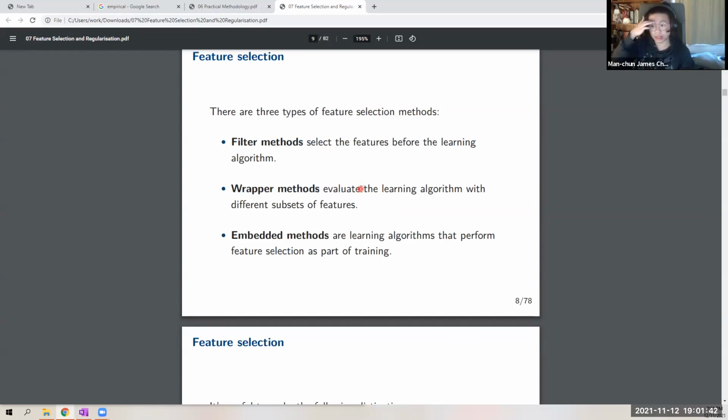Wrapper methods evaluate the learning algorithm with different subsets of the features. You take some subset of the features, you train the model, you get a new subset, you train a model, and so on. So here you're training on different versions of the data set, whereas with filter methods you select the data set even before you train the model. Embedded methods mean feature selection is a part of training. This will be lasso and ridge regression, where by regularizing the model, you're setting some of the features to 0, or shrinking the impact of the features. That is an embedded method.